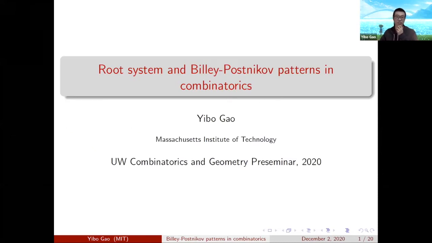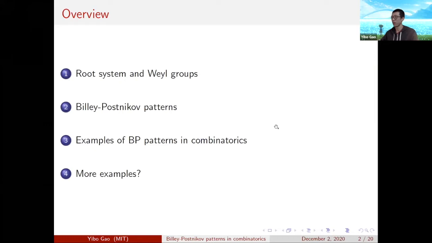Nice, all right. So the goal of this pre-seminar is to advertise the philosophy of generalizing stuff from type A or the symmetric group to other types. Sometimes, of course, it cannot be generalized, but sometimes it gives you even better things. I think it's a little bit related to the background of my talk, but it's really the same philosophy. So I will talk about root system and Weyl groups, and then Billy Postnikov patterns, and some examples. Feel free to ask any questions. Can you hear me well? Yeah. Okay, cool.